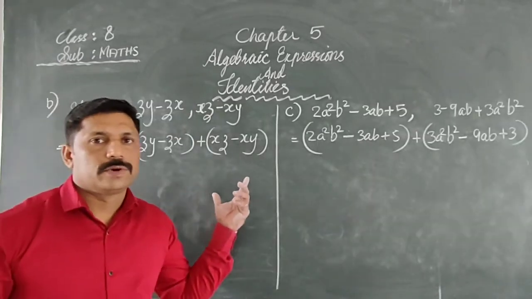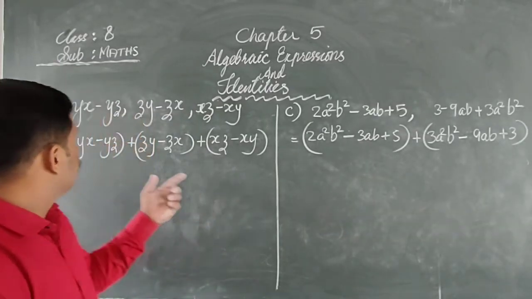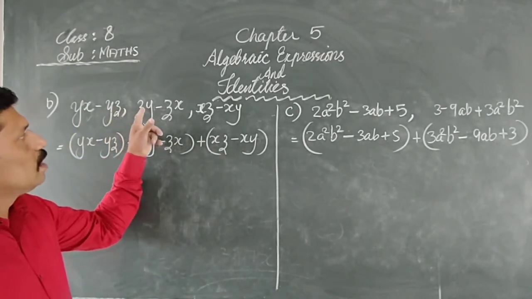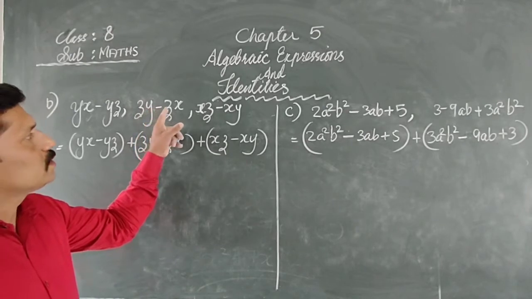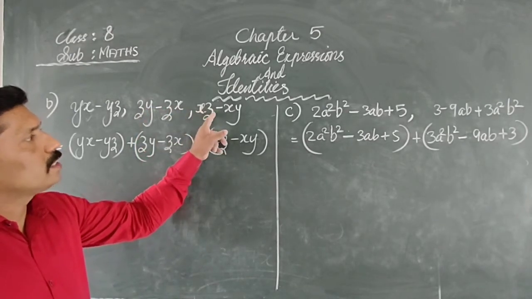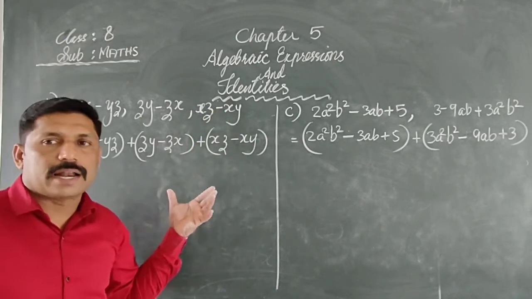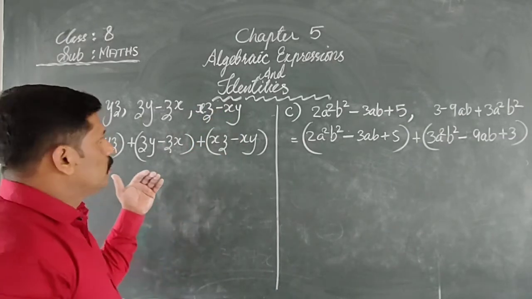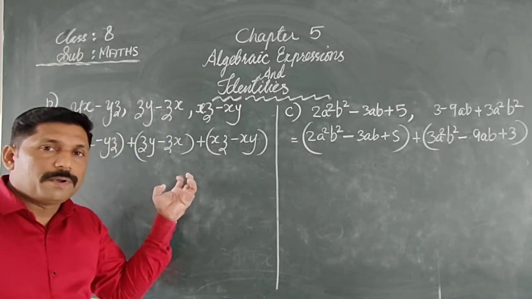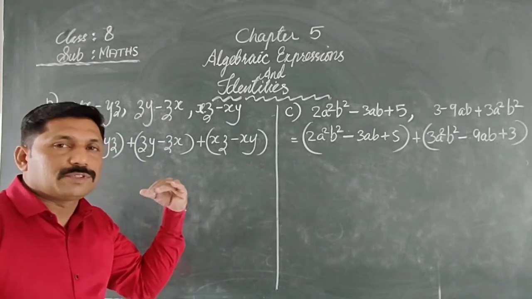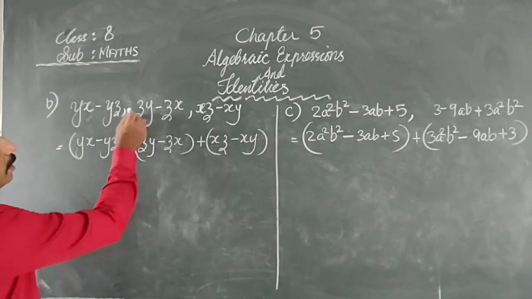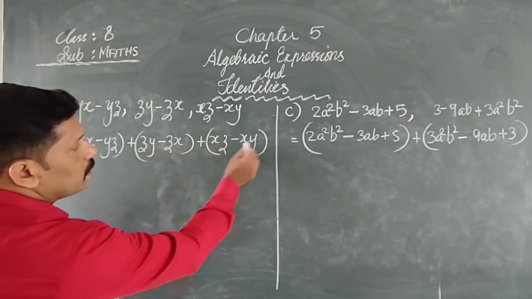Okay. To the next question, question number B. yx minus yz, this is one expression, plus zy minus zx, another expression, xz minus xy, this is another expression. These are three expressions we have to add together. No problem, we are choosing the like terms from the three expressions and then we add. So I have written first expression plus second plus third.